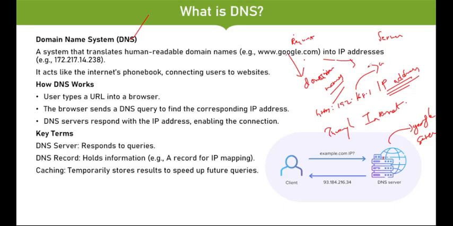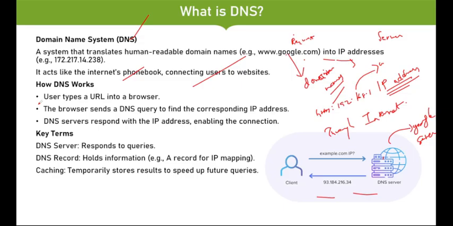So it will have a table. Okay, this will store one table basically, like this domain name, this IP address. Like that it will have a kind of a table at the DNS server. It matches which domain name's IP address is this. So it's like an internet phone book connecting users to websites, you can say.